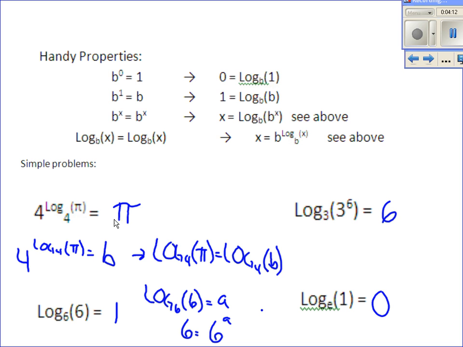Same thing here. You can memorize the property, or just set the log you're trying to simplify equal to some letter. Rewrite it in the opposite form. If it's in log form, rewrite it in exponential form. If it's in exponential form, rewrite it in log form. And then you get something that you can usually stare at and say, wow, the only way this is going to be true is if b is pi, therefore this expression has to equal pi.